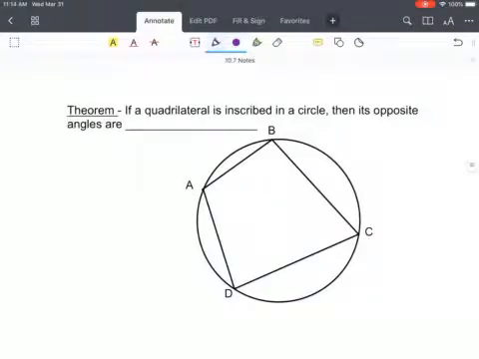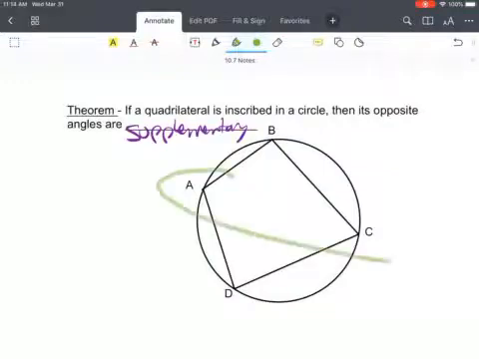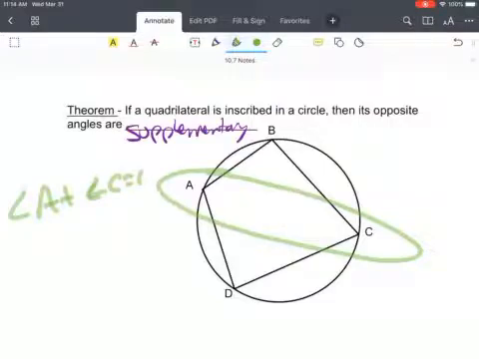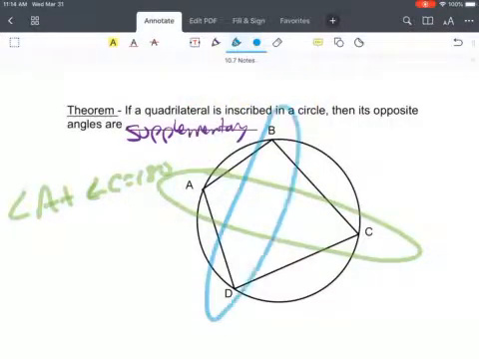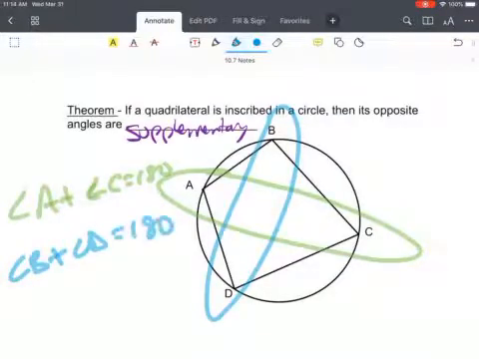When you have a quadrilateral that is inscribed in the circle, we have a property that will always be true. The opposite angles must always be supplementary. So in this case, when we look at the opposite angles, we have angles A and C. They must be equal to 180. And then we have our other pair of opposite angles, which are angles B and D, and they must also be equal to 180.